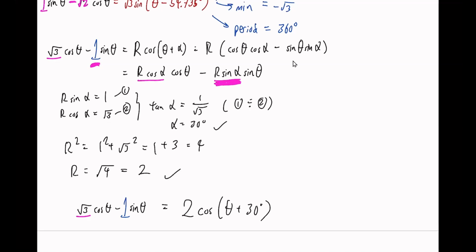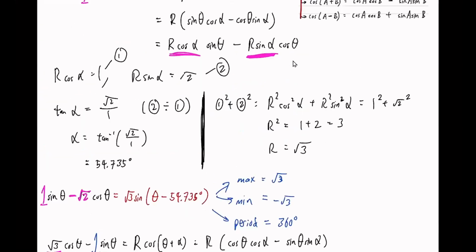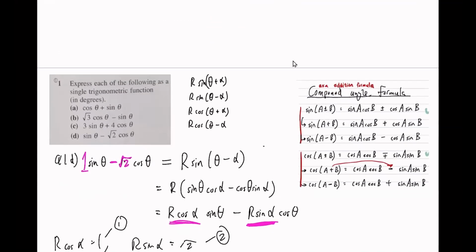And how do you solve this? Oh no, you're not solving. This one, you read the question: express each of the following as a single trigonometric function. So you're not solving anything. This is just question 1, no solving. Wait, what does it mean? Whatever we did, oh, okay.